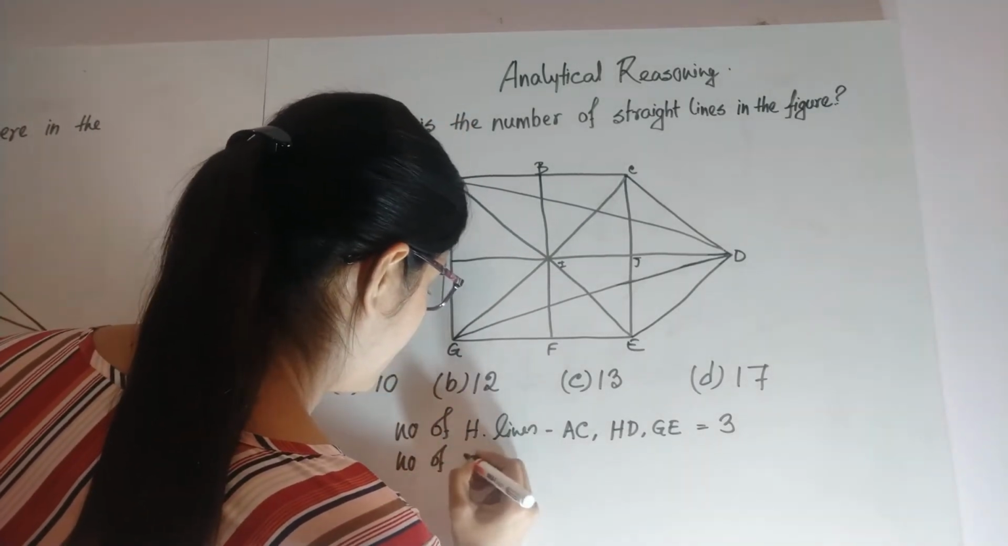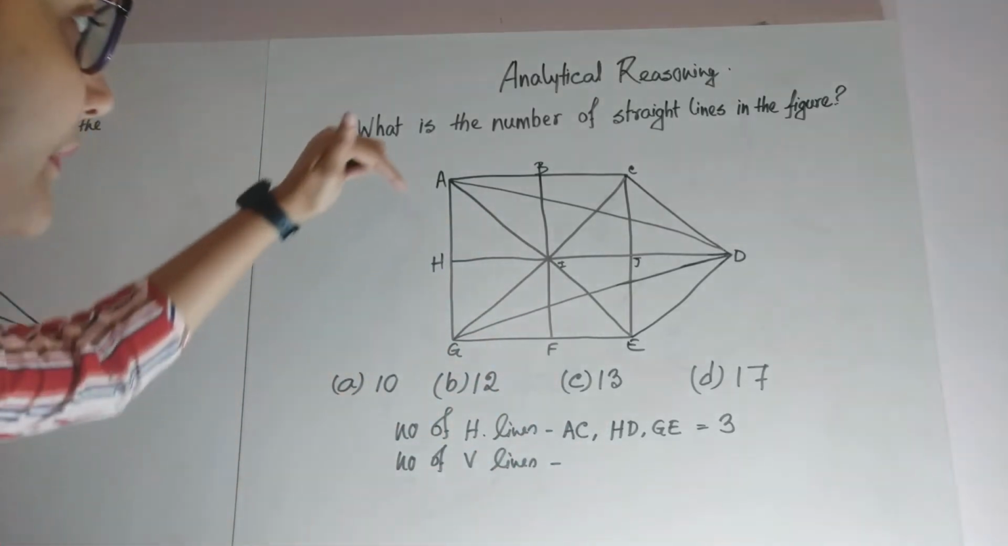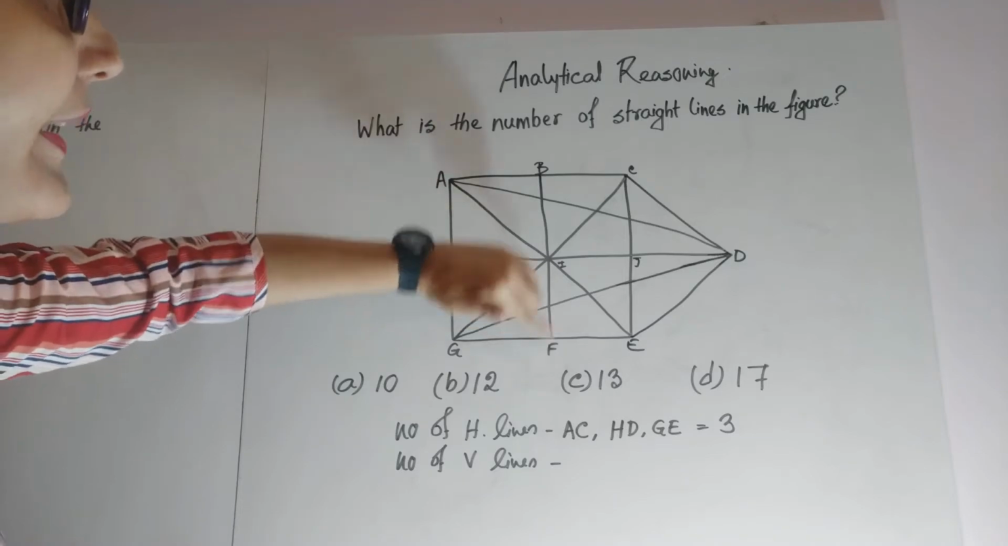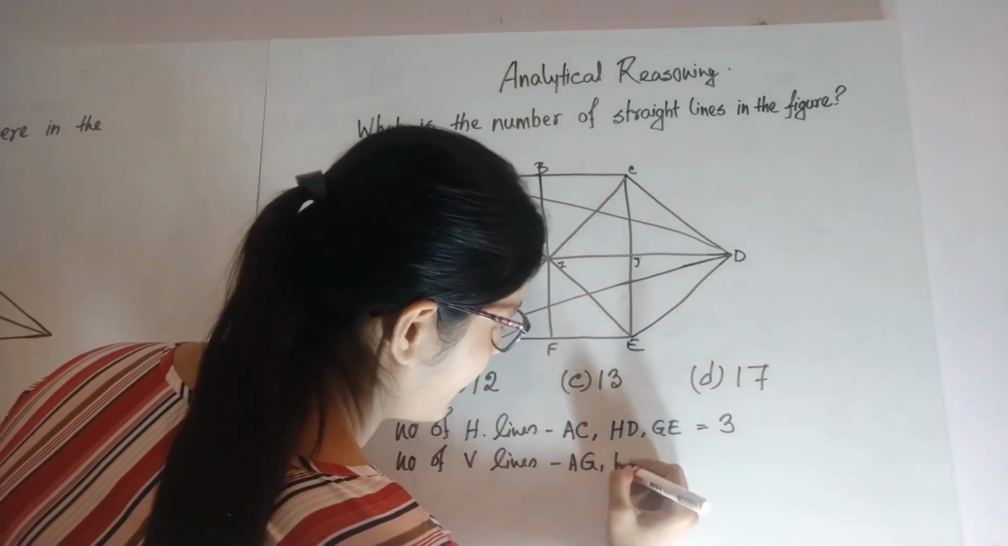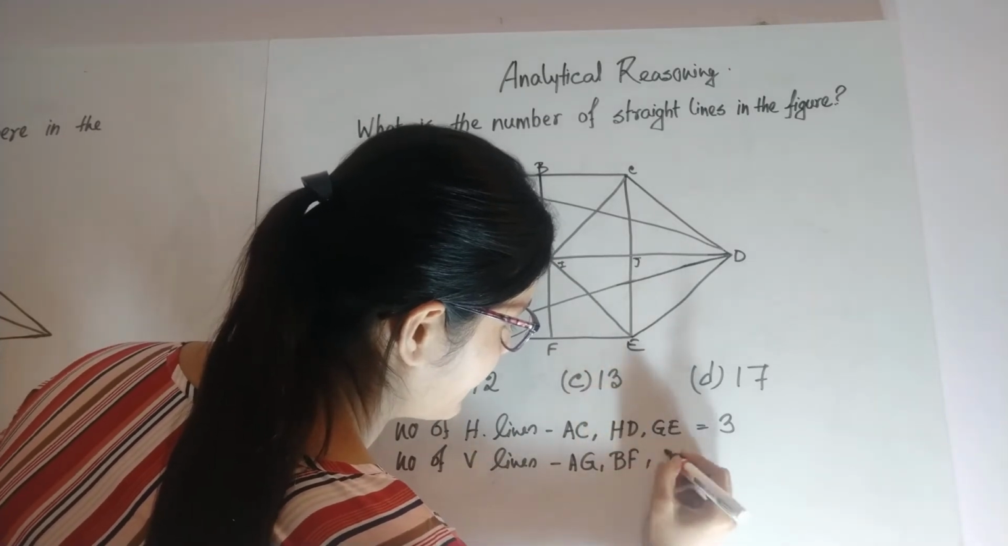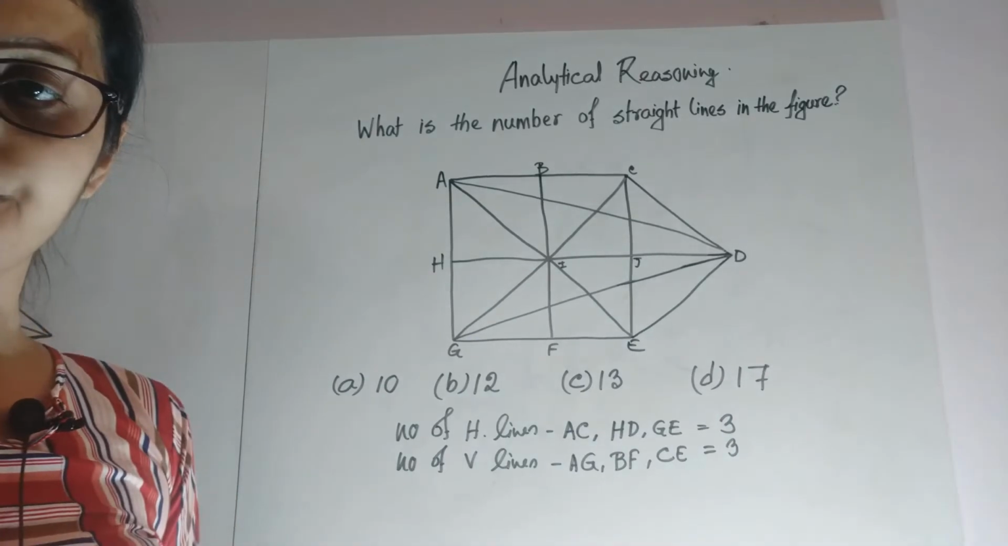Number of vertical lines in the figure. How many? AG, BF and CE, that is 3.